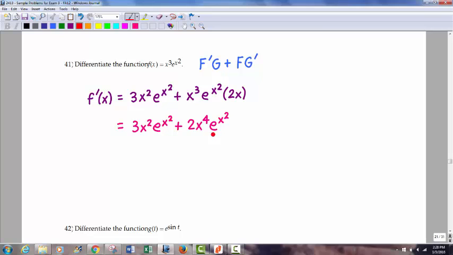I guess if someone really wanted to, they could factor out an e to the x squared, and you could factor out an x squared if you wanted to. I don't really see that to be necessary, but perhaps if you're trying to match an answer, then that might be required. But needless to say, that would not be very difficult to do. So what would you have? It would have an x squared, e to the x squared factored out, and you would have that in parentheses times 3 plus 2x squared in the parentheses.